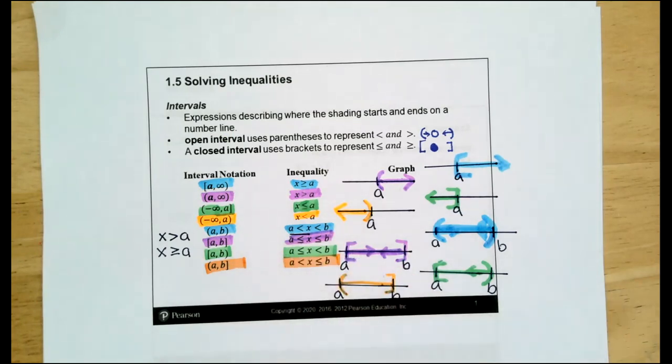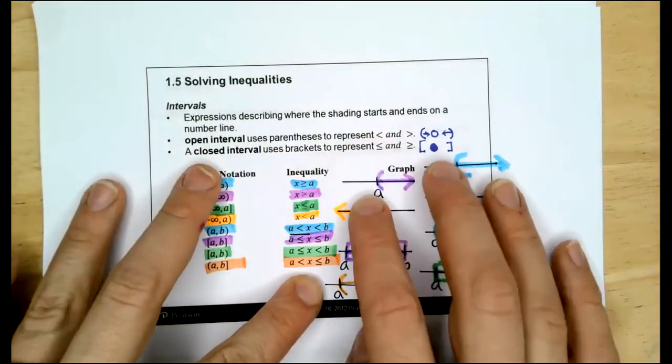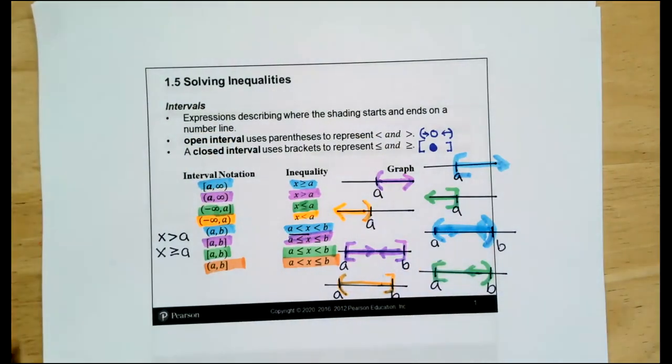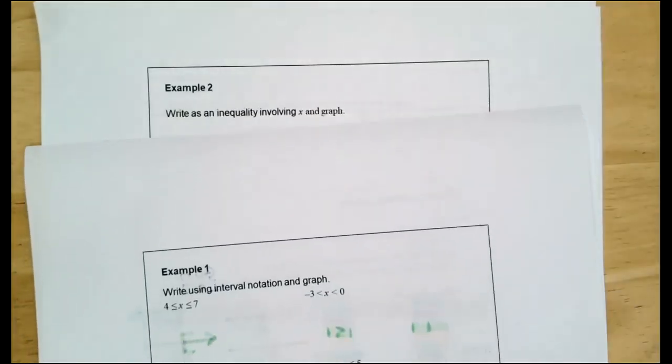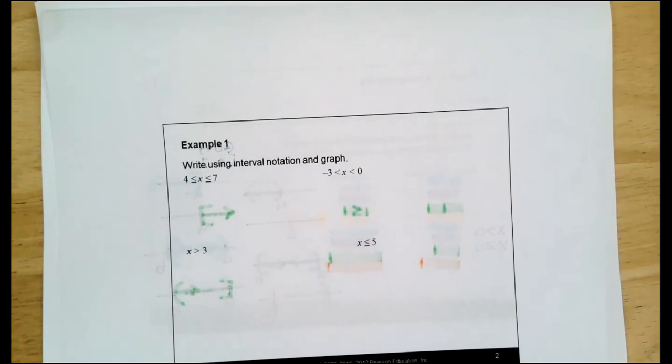Good. So that's what they mean by interval notation. It describes the part of the number line where the solution would be found, where the shading starts to where the shading ends. And you can put this into Desmos. Desmos will give you this. It won't do that.